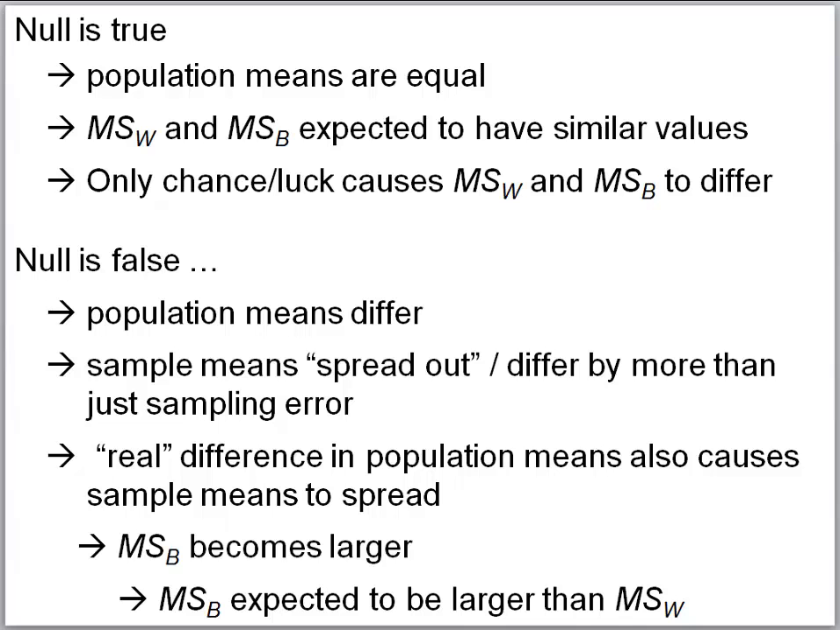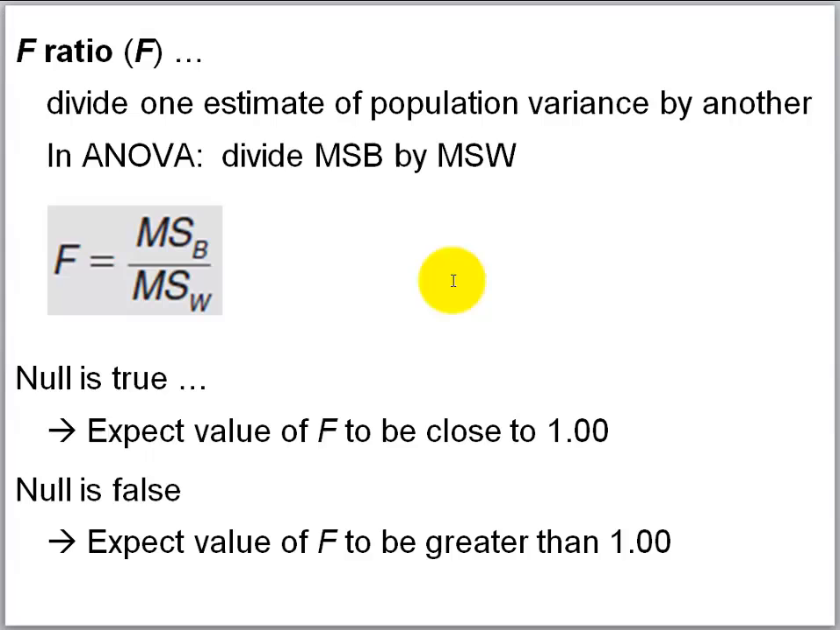Now, ANOVA is based on the F distribution, or more specifically the F ratio. And we obtain an F ratio when we divide one estimate of population variance by another. So in ANOVA, one obtains F by dividing the mean square between by the mean square within. And here is that formula.